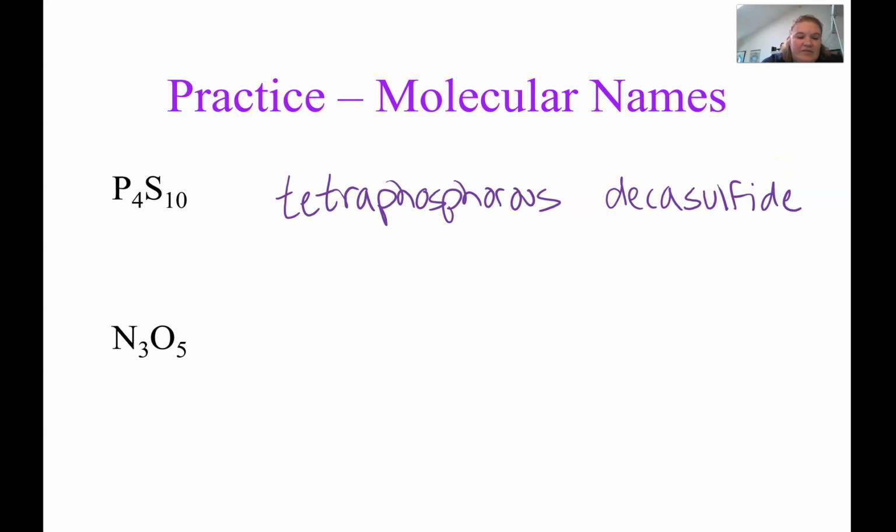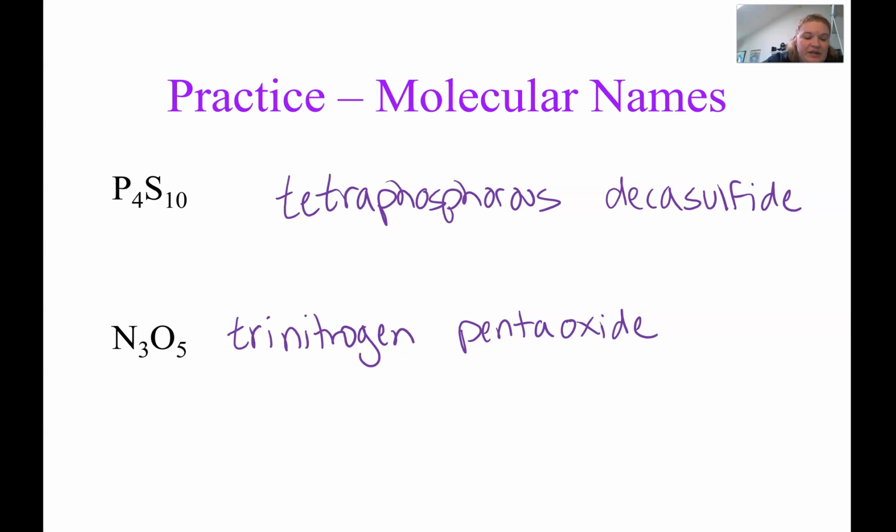And then that next one we have N3O5. For 3, my prefix is tri. So tri-nitrogen. And my prefix for 5 is penta. Oxide. So we're using our prefixes and "ide" on the second element. And that's it. We're done with the molecular. I think that took maybe 4 minutes. That's a quick one.